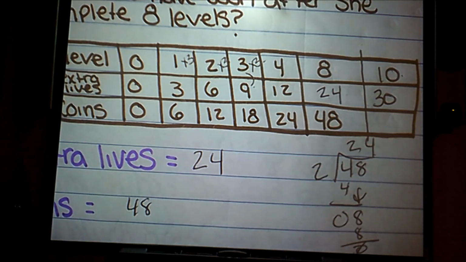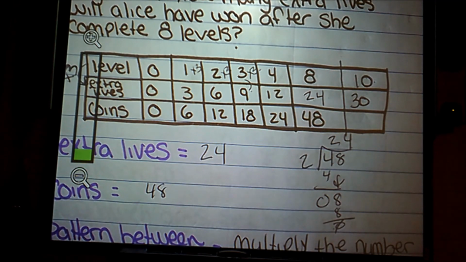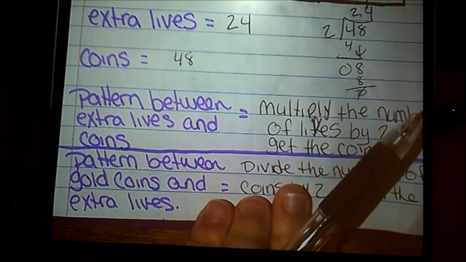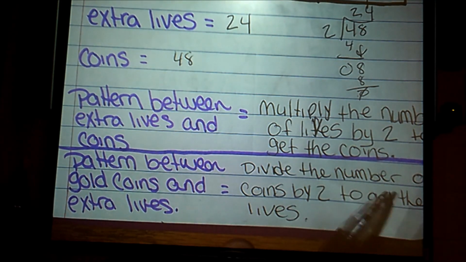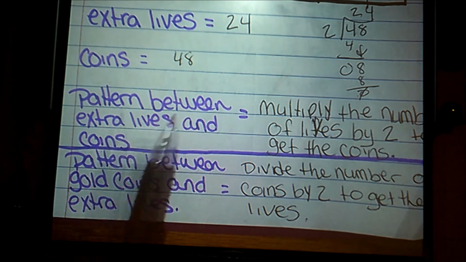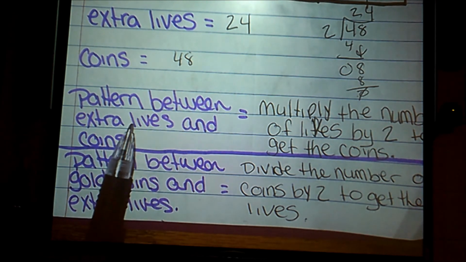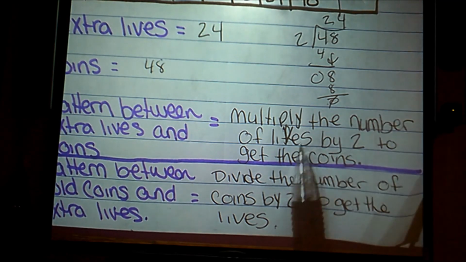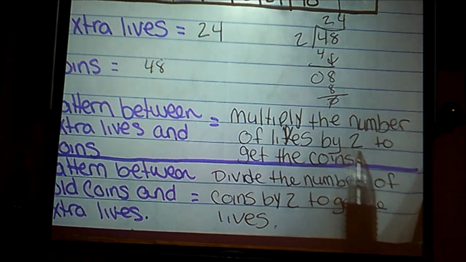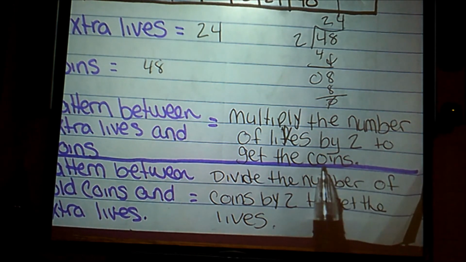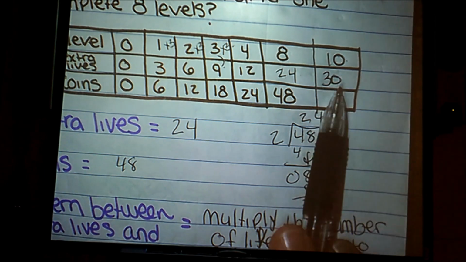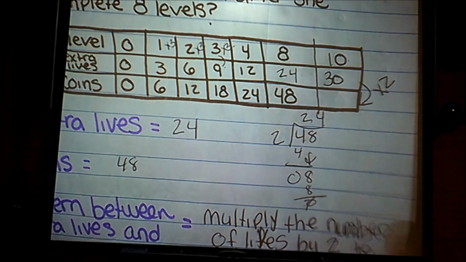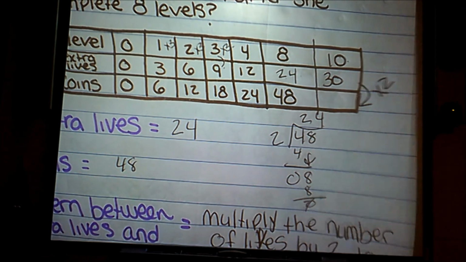So now we have to go from our extra number of lives to coins. So I'm going to come back down here and I'm going to find my pattern that talks about going from lives to coins. I think it's this first one here. Pattern between extra lives and coins. And according to that, I should multiply the number of lives by 2, and that'll give me the coins. Multiply the number of lives, which is 30, by 2, and that'll give me my coins. Well, 30 times 2 is 60.